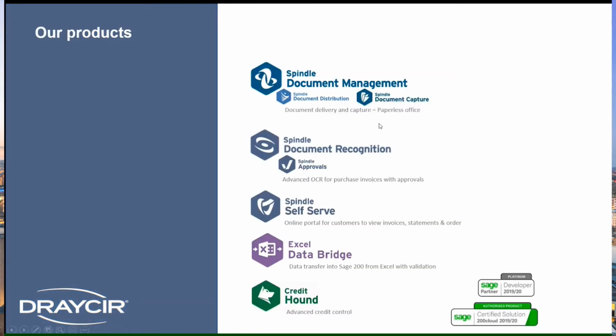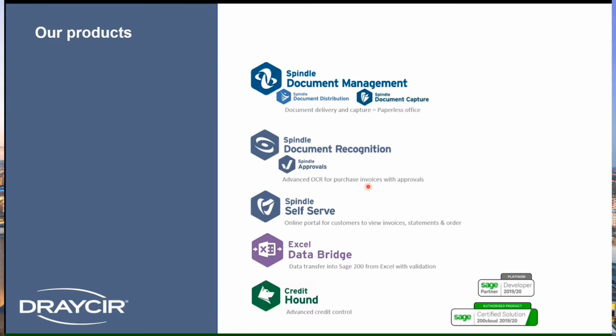What do we do? So these are our products. This is what we're going to be talking about today, the Spindle Document Recognition with its approvals module attached. But before that, we also have a document management suite, which comprises a distribution and a capture module. So this is for sending all documentation out of Sage 200, and this is for capturing all documentation back into Sage 200. And effectively, what we're trying to do there is to create a paperless office.